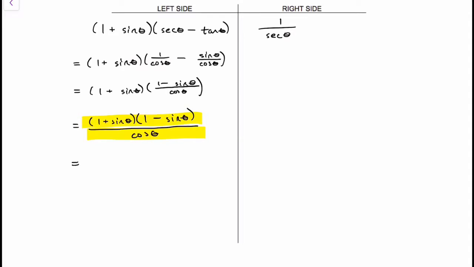This whole step in yellow I don't usually show. I would usually probably just expand that. But just remember that when you multiply, it's like an integer times a fraction. You just multiply it by the numerator.